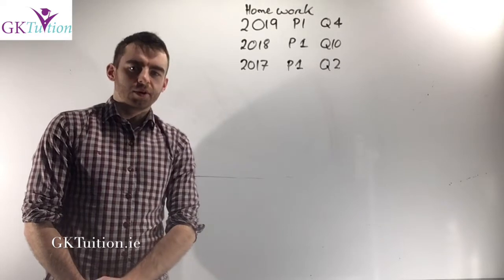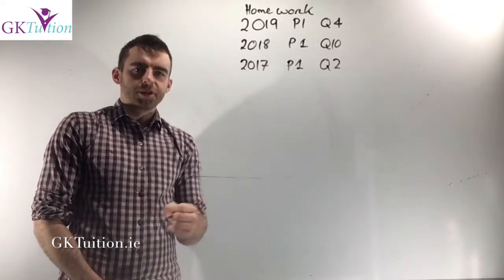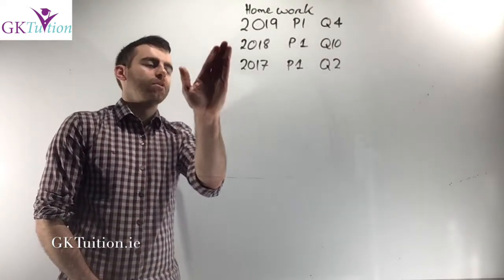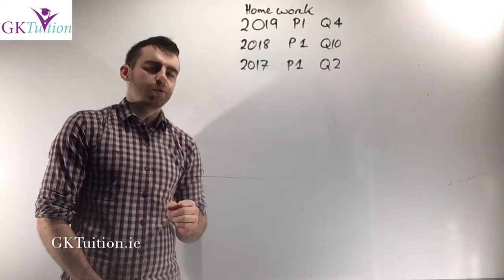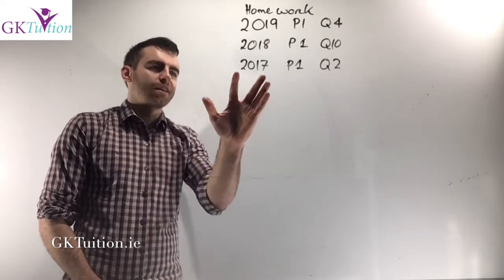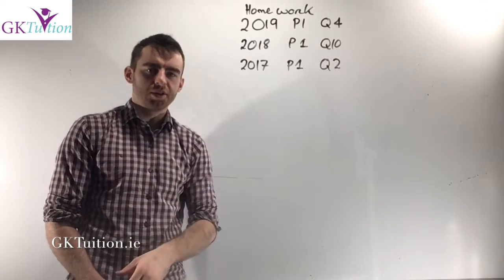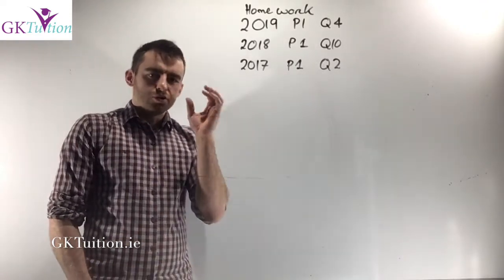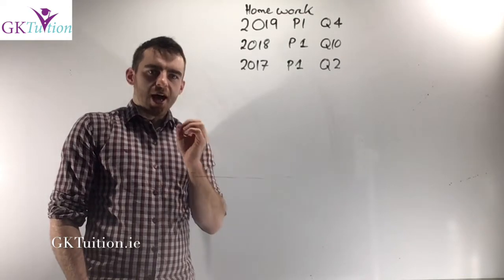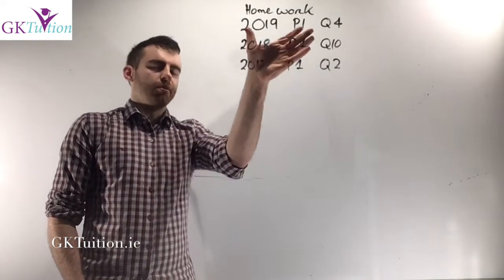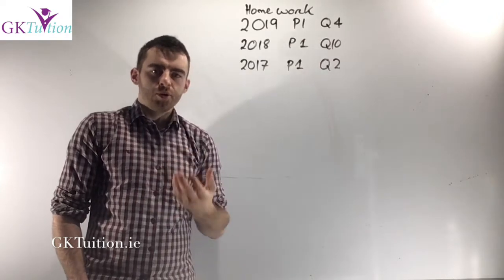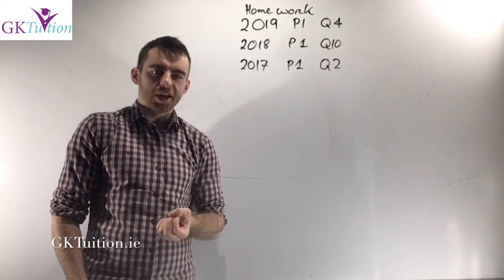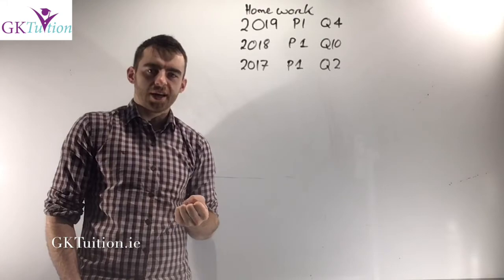Okay, so that's all that I want to explore this week. But what I want you to do for next week is these 3 questions: 2019 paper 1 question 4, 2018 paper 1 question 10, and 2017 paper 1 question 2. I want you to go through those in detail, and then next week I'm going to start the class by going through the solutions for those 3 questions, and we're going to move on and talk about currency exchange and dealing with ratios in next week's class.